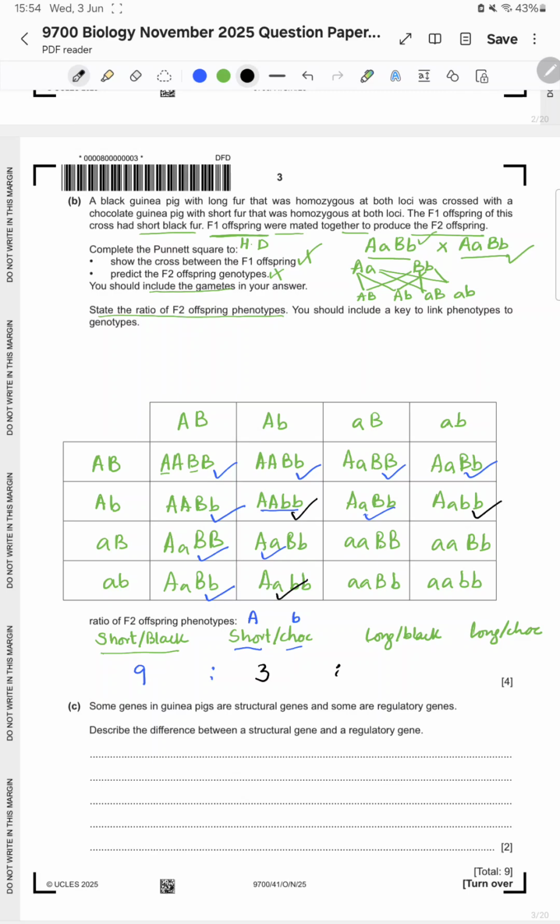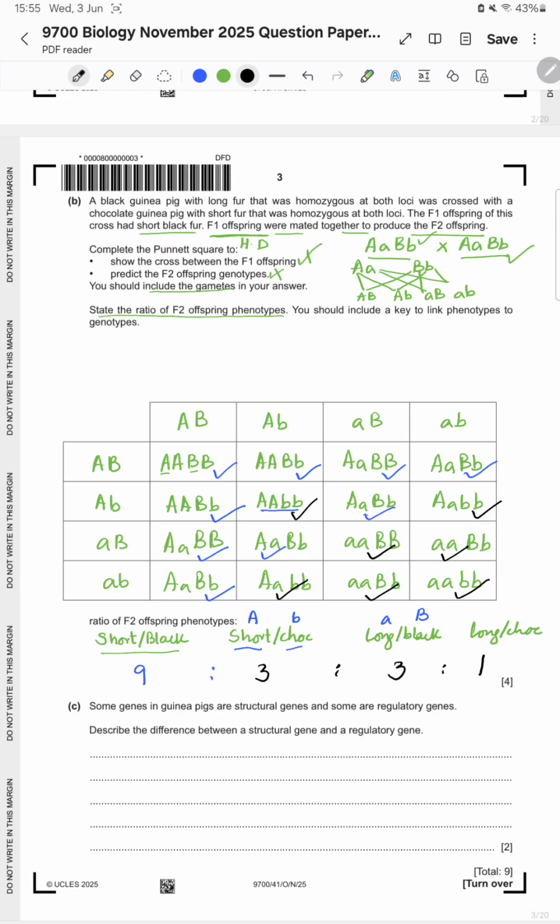And then after that, long and black. So long means it has to be small a and capital B, right? So we have to look for small a and capital B. That will be this one, and this one. So once again, 3. And finally, we have long and chocolate. Long and chocolate is only one, as we can see over here, right? This is the one, so that will be 1.